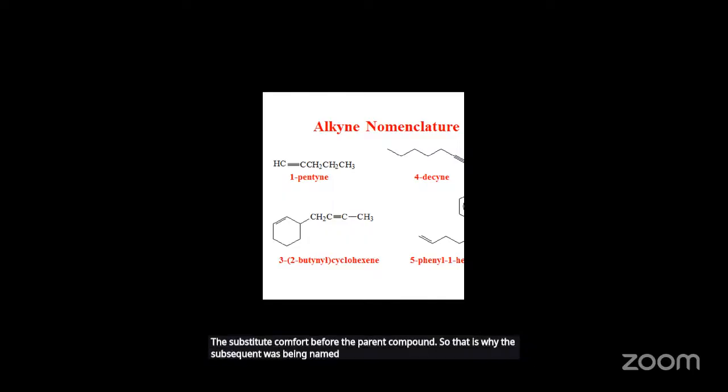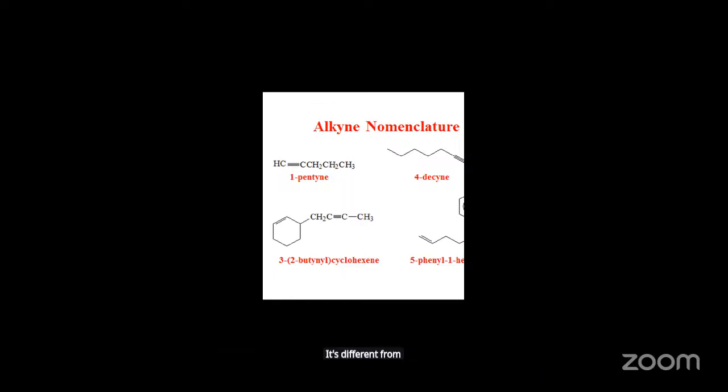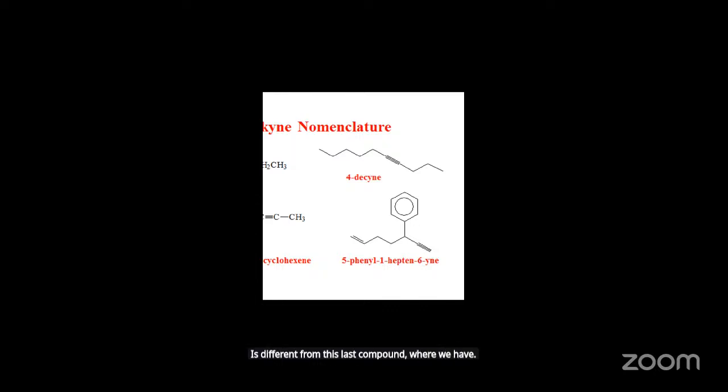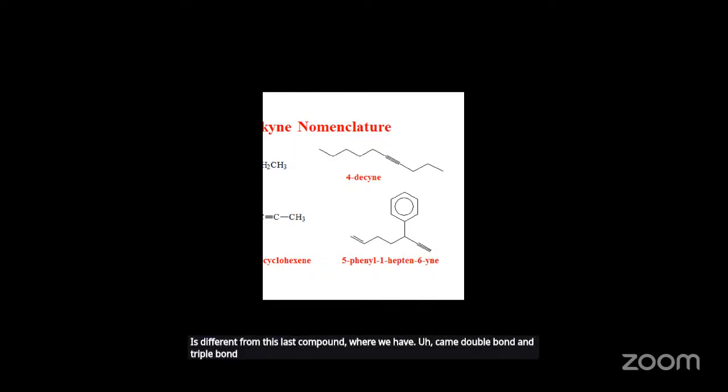Now listen very well. In this cyclo compound, the alkyne section is a substituent. It's not the parent compound. Whenever you're naming a compound, the substituent comes first before the parent compound. That is why the substituent was being named first before the cyclohexane, which is the parent compound. It's different from this last compound, where we have alkane, double bond and triple bond on a straight chain.